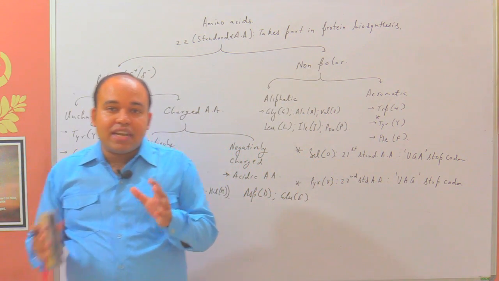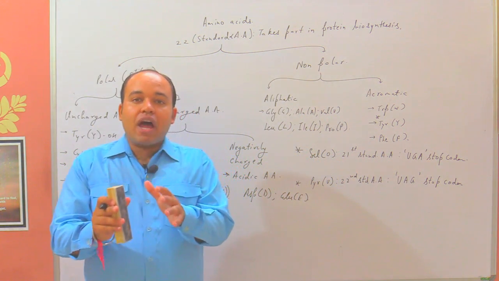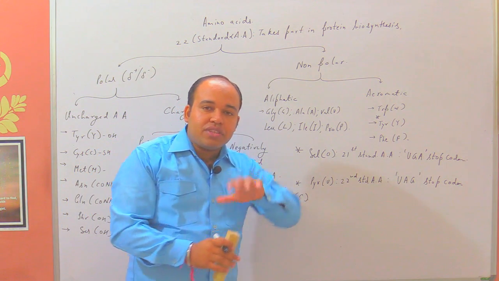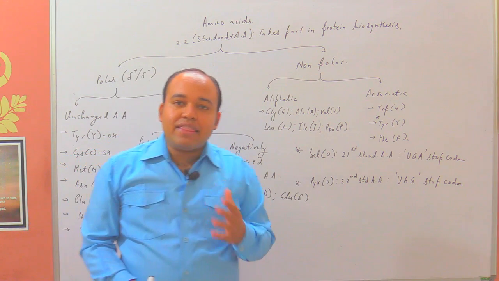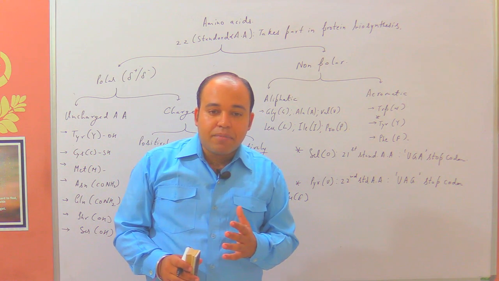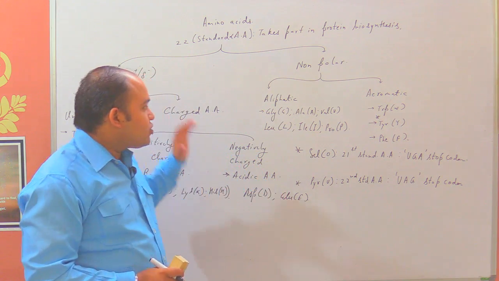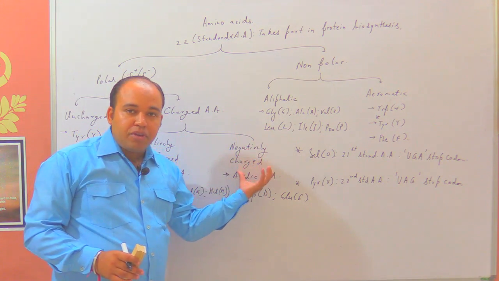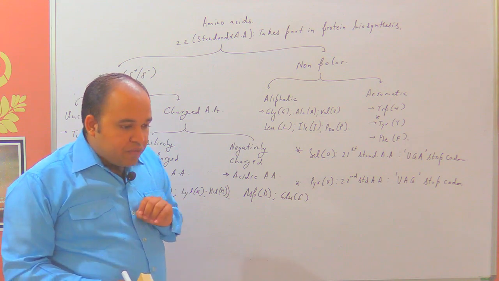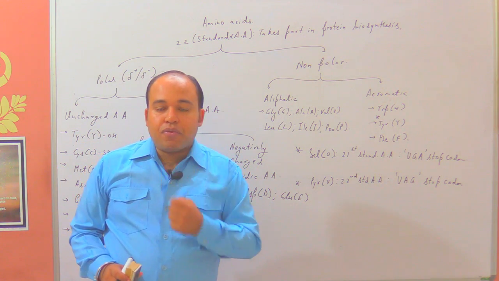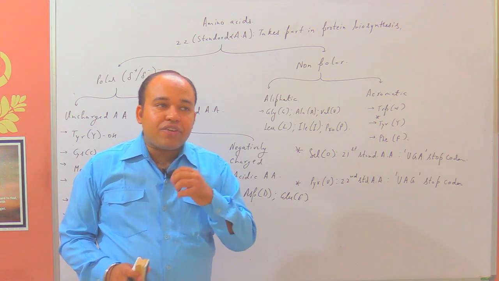Hydroxyproline and hydroxylysine are produced after a post-translational modification. That means translation is over, then the modification takes place. Such amino acids which are produced are non-standard amino acids in nature. So we have classified the different types of amino acid here. Now what we have to understand is that there are certain questions which are asked about the weight of the protein. How to determine the weight of the protein?